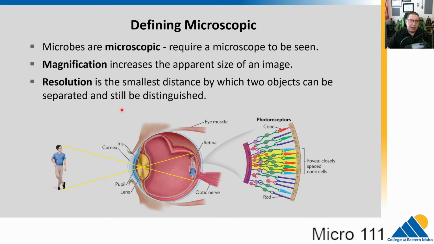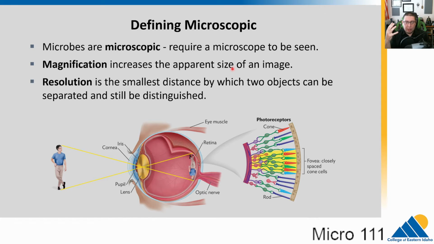So we need to talk about the definition, right? We talked about microbes being microscopic. Well, microscopic literally means requiring a microscope to be seen. And a microscope does magnification. Magnification increases the apparent size of an image. But magnification is not everything.